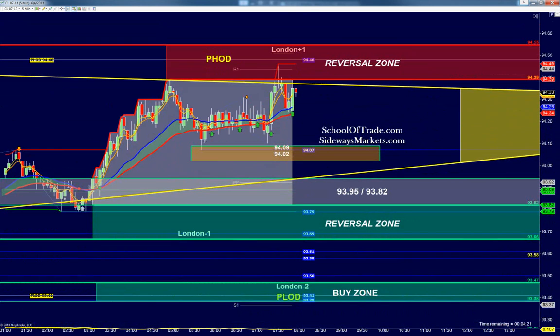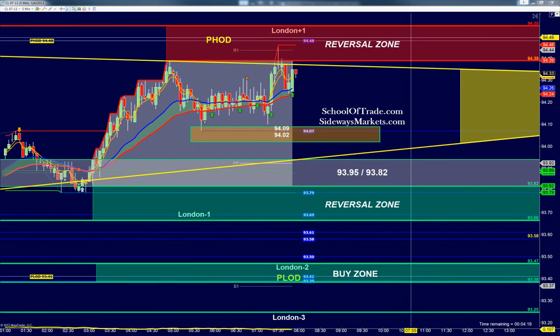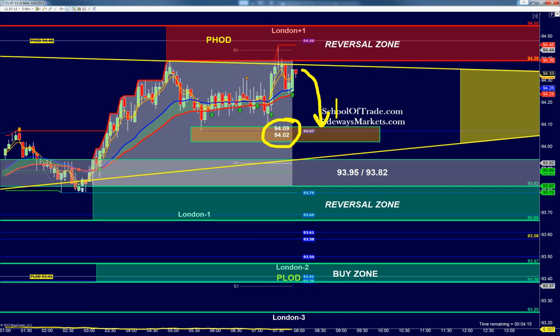As we move lower, I have immediate support starting out here at 94.09 and 94.02. That is immediate support here, and actually I can adjust that now. That will be a little bit higher here. We'll assume 94.15, that will get adjusted higher. We just made a new higher high here while I was talking. 94.15 will be the short-term support.